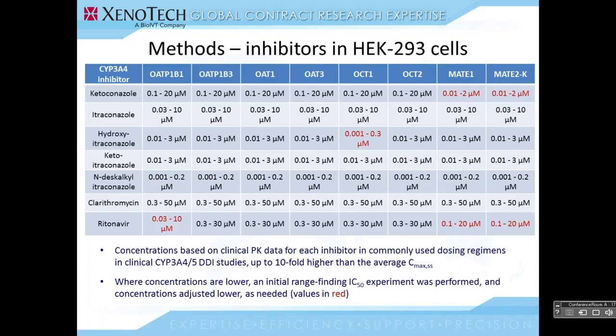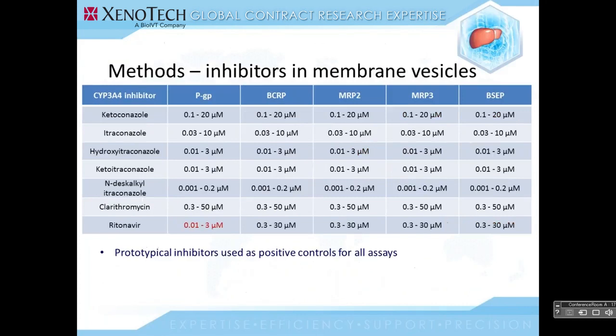So you can see some of them are highlighted in red. These are compounds where we did an initial range-finding IC50 experiment, and we needed to adjust concentrations lower as the transporter is quite sensitive, and we needed more points after the IC50. Here are the inhibitor concentrations we used for the vesicles. So again, the transporter is along the top and the compound is along the side. We utilized the same clinical PK data and DDI studies for these sets of assays, but only ritonavir needed to be decreased following an initial IC50 assay.